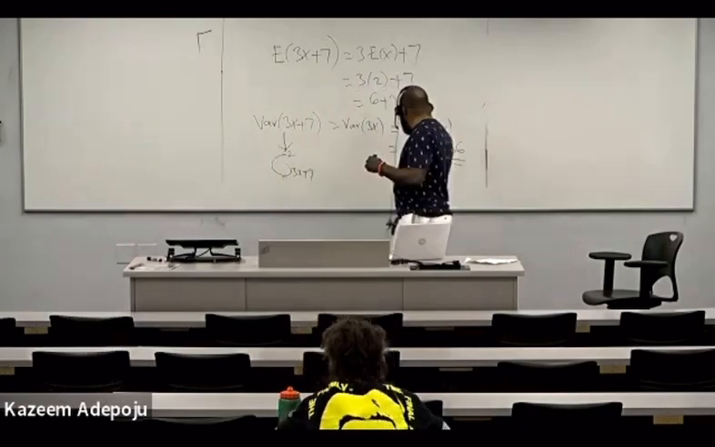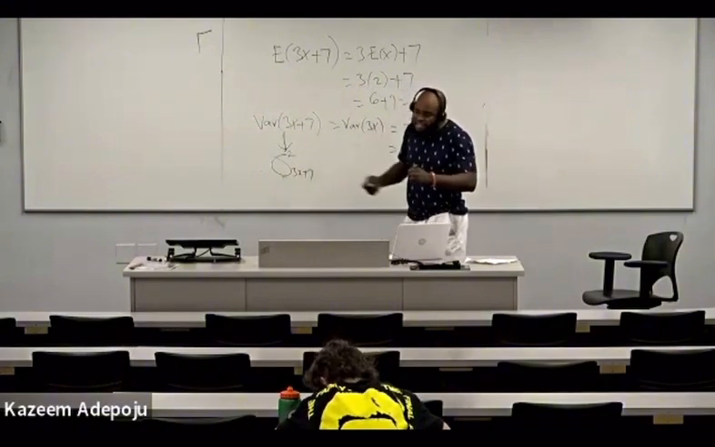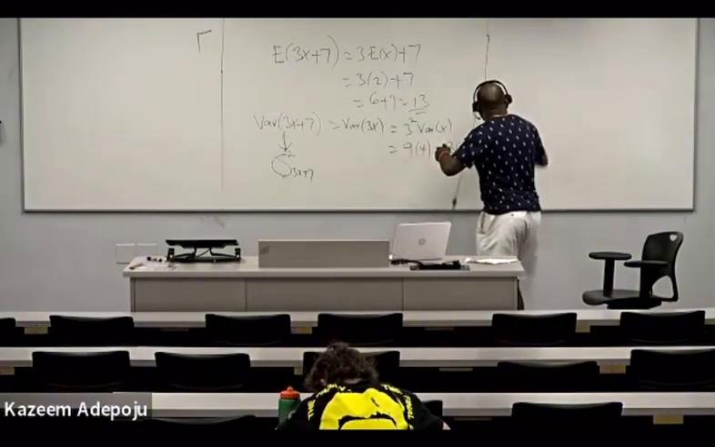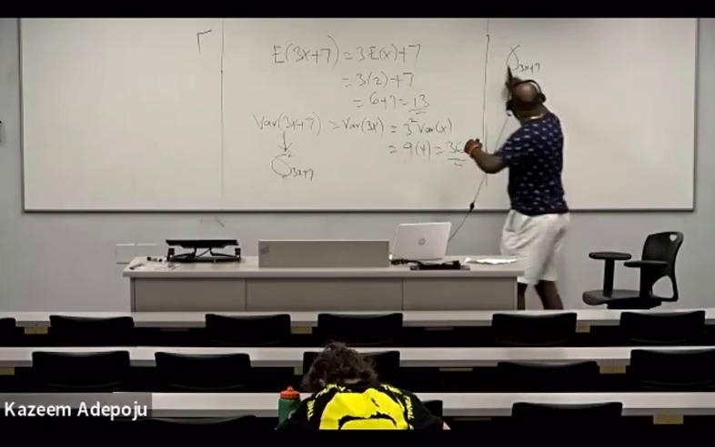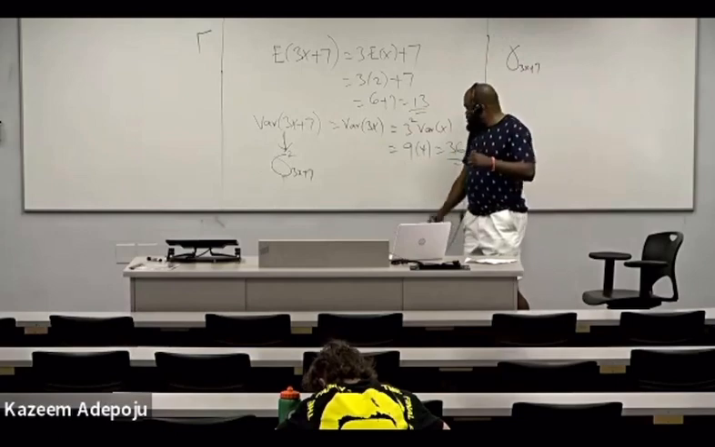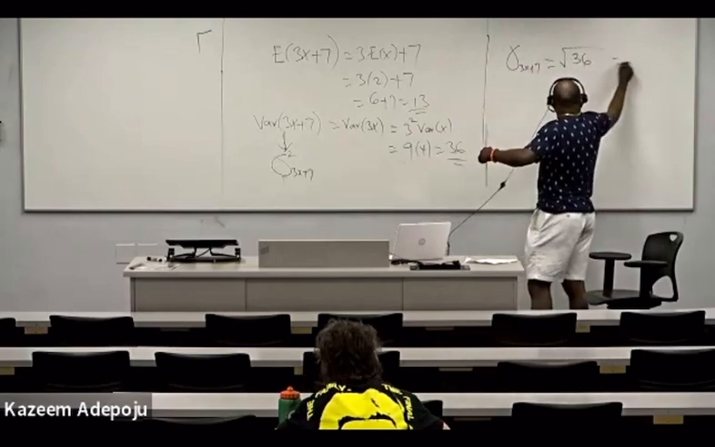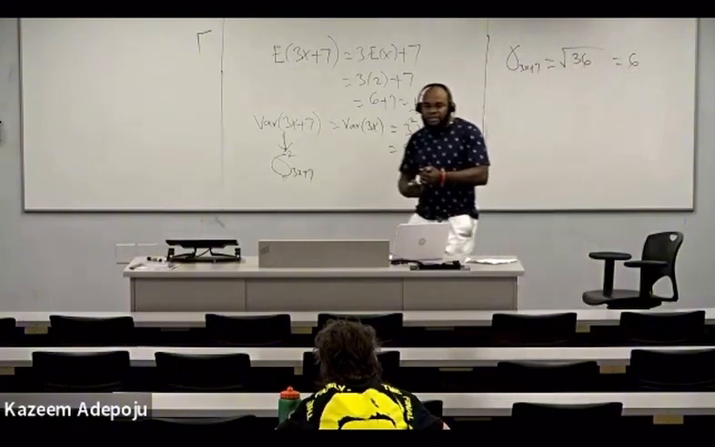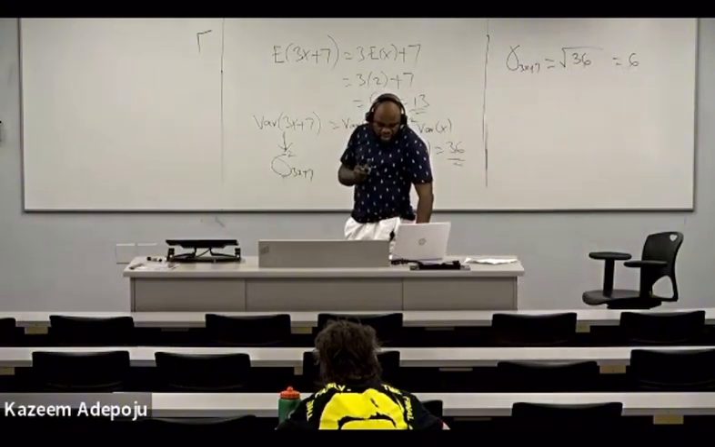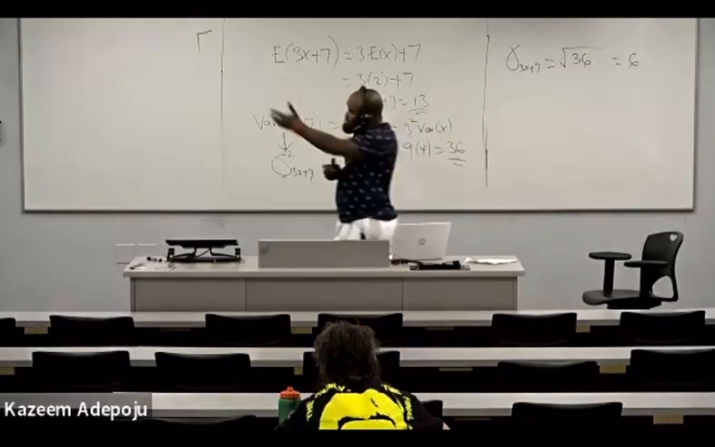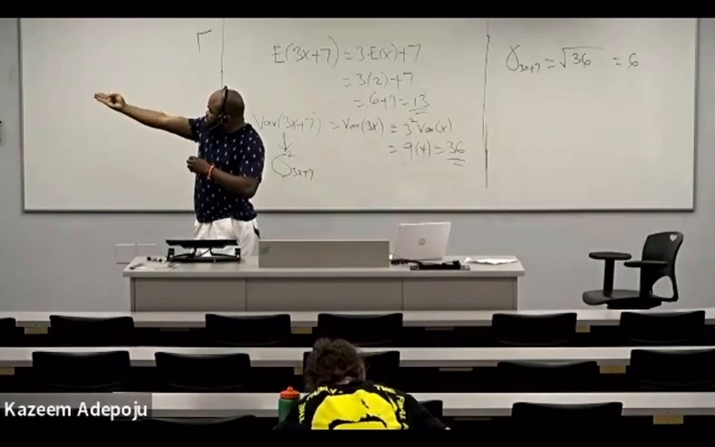Now, what if they ask you to find the standard deviation? That is sigma, not sigma squared. All we're going to do here is take the square root of 36, which is 6. The standard deviation is the square root of the variance. That was how we got all of that. You can also solve the second question.